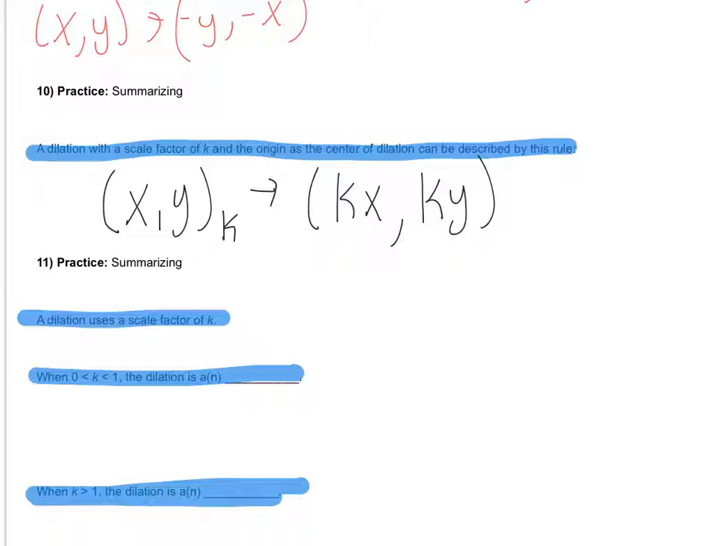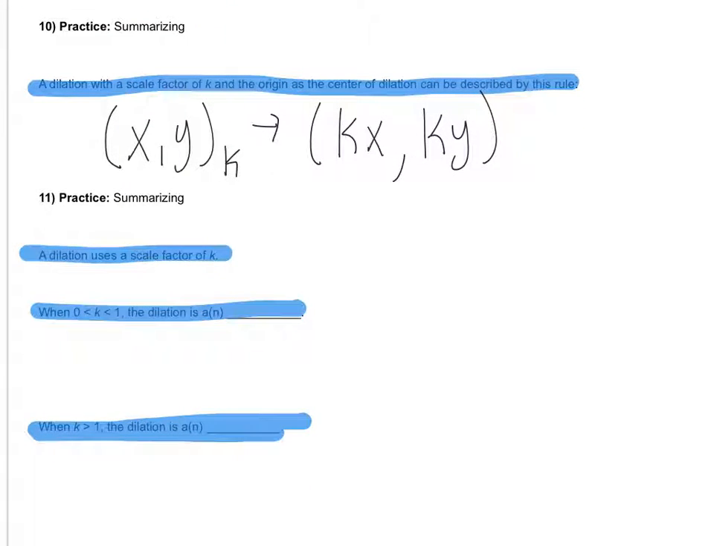What you need to know is that a dilation uses a scale factor of k, which I just said. When k is greater than 0 but less than 1, the dilation is going to be a reduction. And when the scale factor is greater than 1, the dilation is going to be an enlargement. So here's what this can look like in practice.